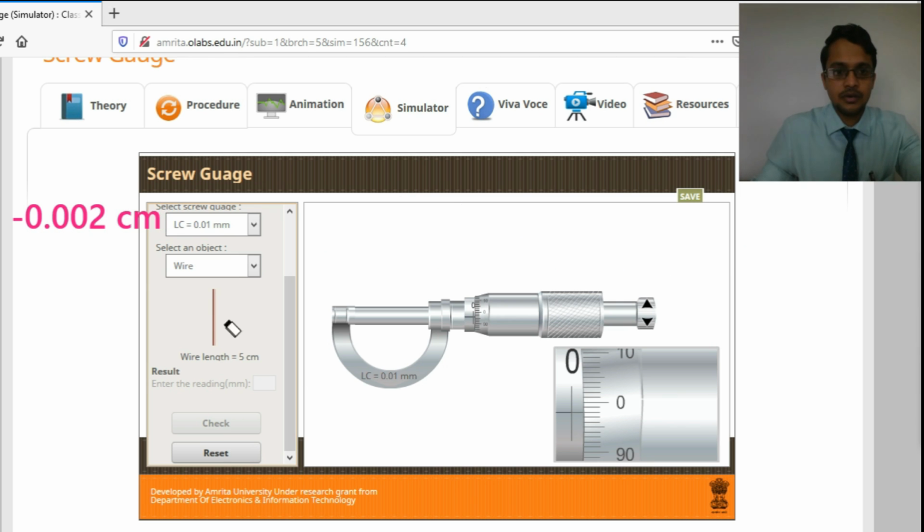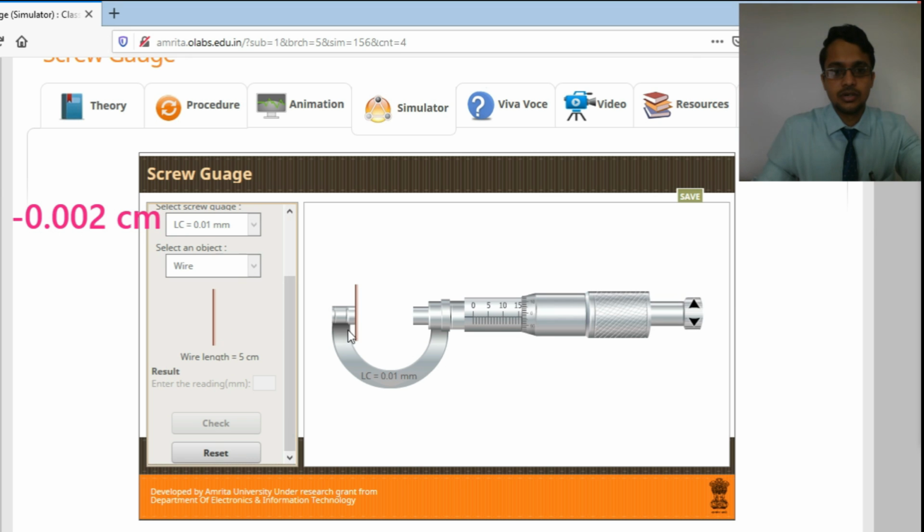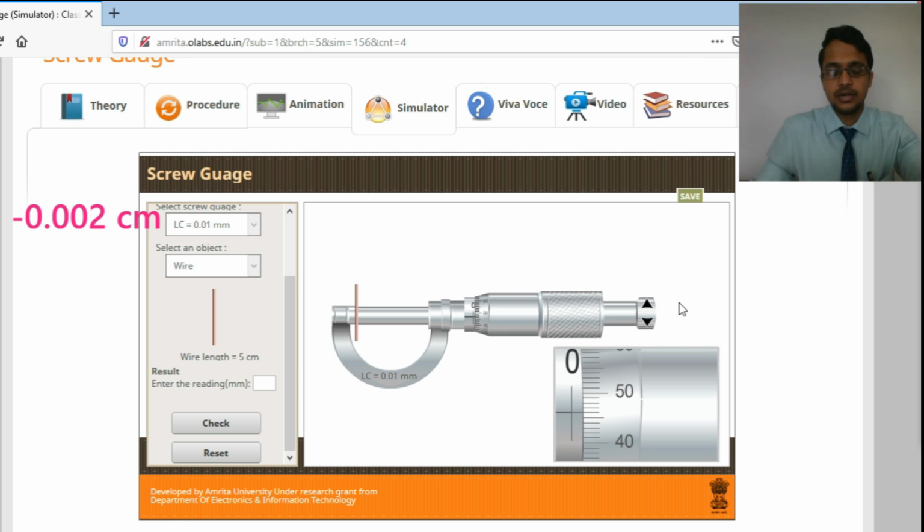Now I am taking this wire and putting it in between the stud and spindle. So I have kept the wire. Now again I am rotating this ratchet part. The spindle part is moving forward. Clear? Now look at this. So this is the reading.